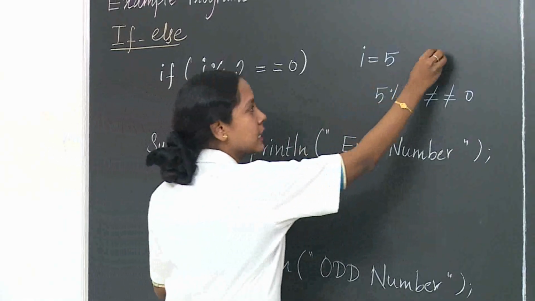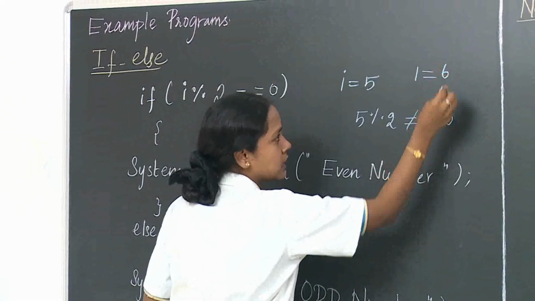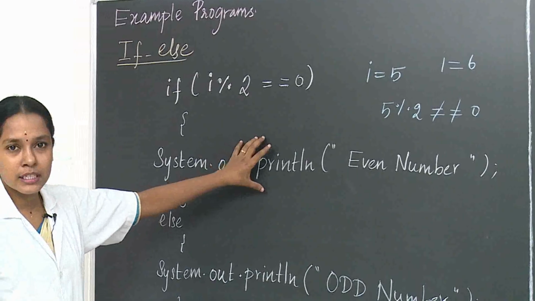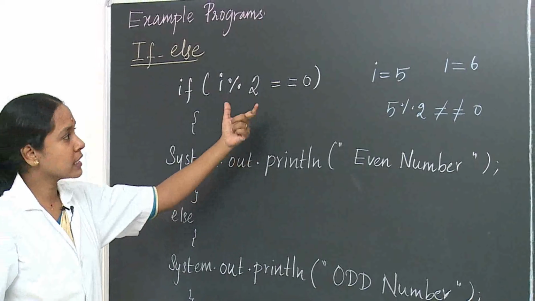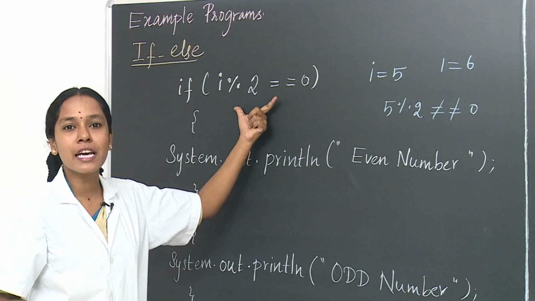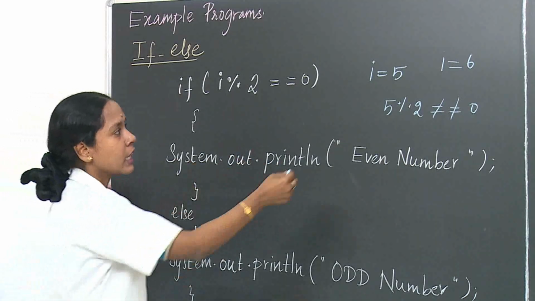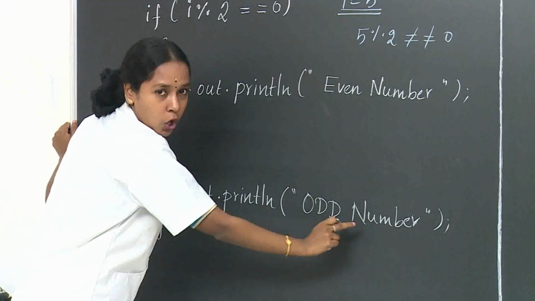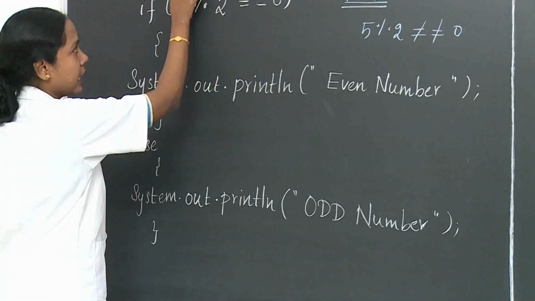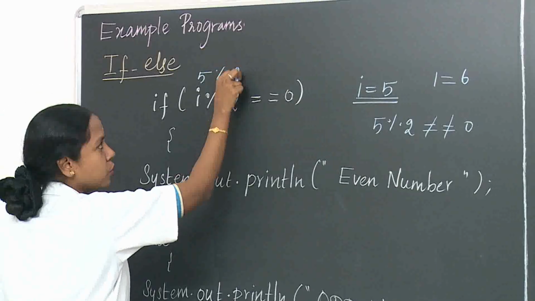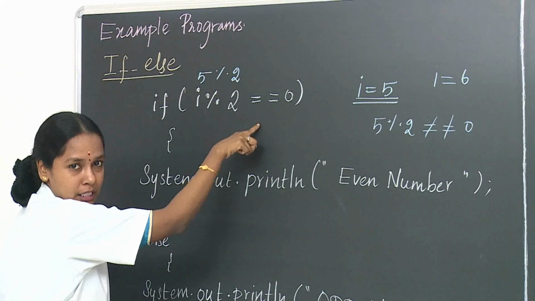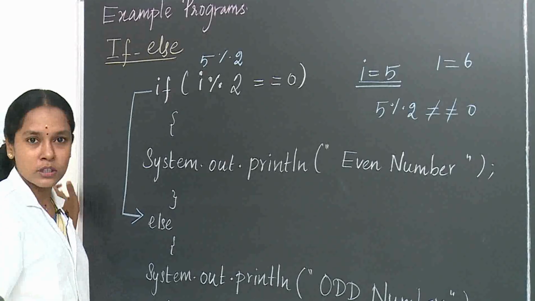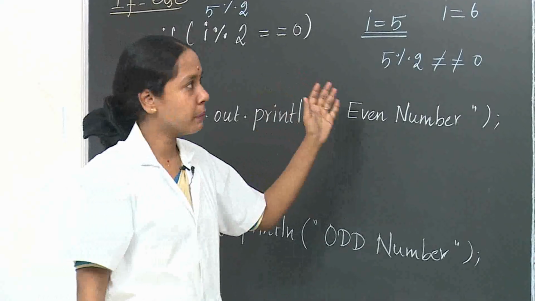Now consider I equal to 6. So it is equal to 0, so it will execute the if block statement. The statement which is true will execute the if block. Here, consider I equal to 5, which means the output will be odd number. So it will evaluate 5 modulus 2, the statement is false, so the statement goes to the else block. This is a general if else statement.